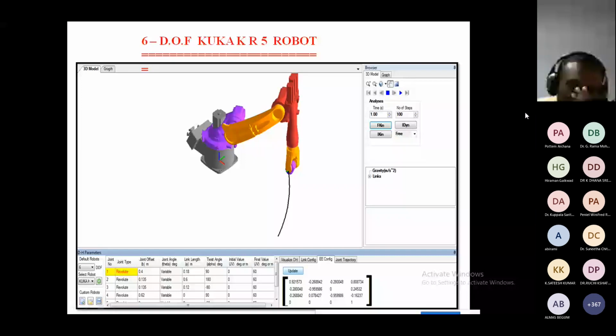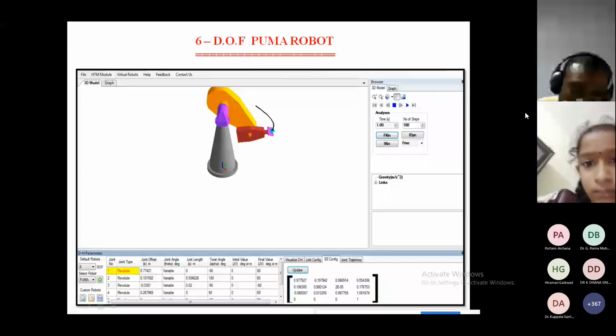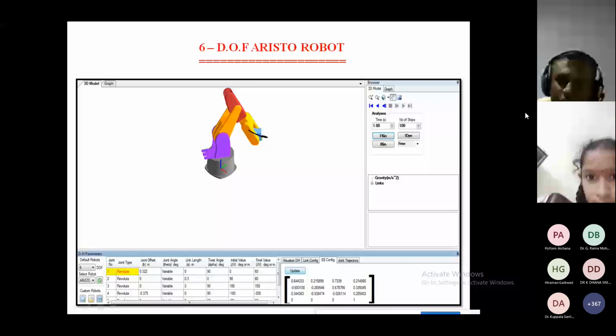Same in welding also, it is required. If the proper trajectory is not maintained, then the weld will be haphazard, that means the weld bead will not be properly maintained, and we will get errors and defects in the welding. So proper trajectory for the motion is required. I have already done this, and we are getting a good result. The same applies for the Aristo robot.